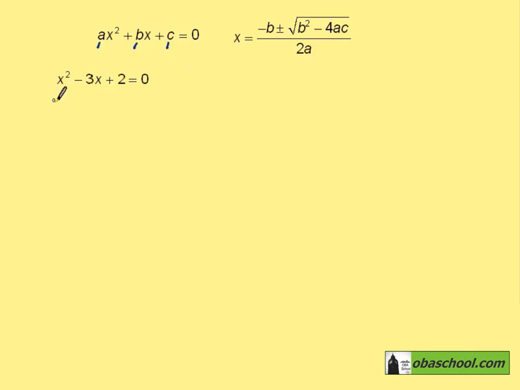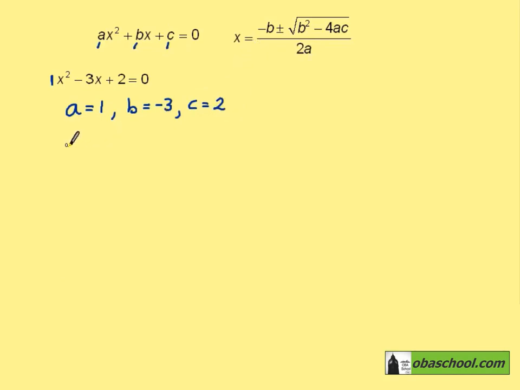So consider x squared minus 3x plus 2 equals 0. Remember, x squared means 1x squared. If we compare with the general formula above, we can see that a is equal to 1, b is equal to minus 3, and c is equal to 2.